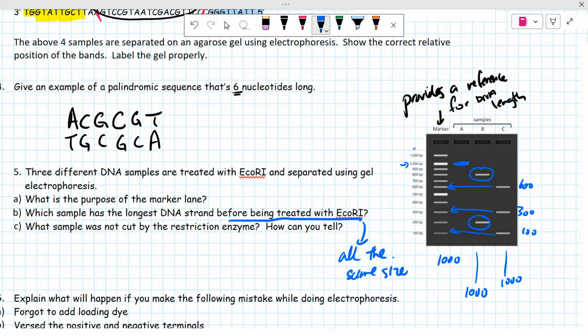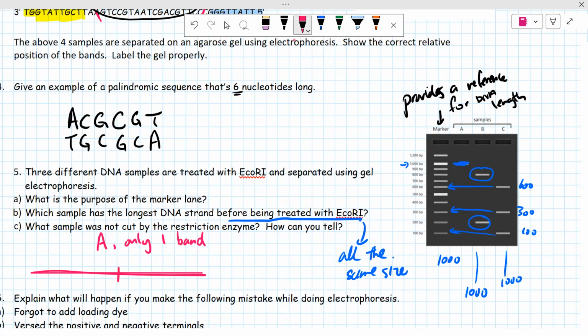Which sample was not cut by the restriction enzyme? Sample A, right? Sample A. Only one band. Okay, assuming these are not plasmids, right? There is another assumption that we make. You don't have to know this on the test, but I'm just telling you, just in case you're wondering. Let's say this is the DNA sample, right?